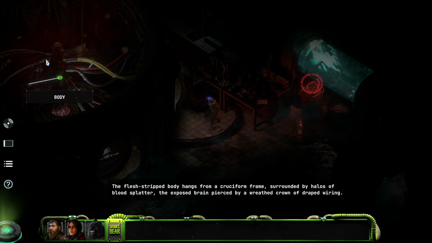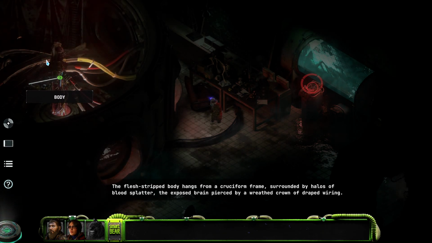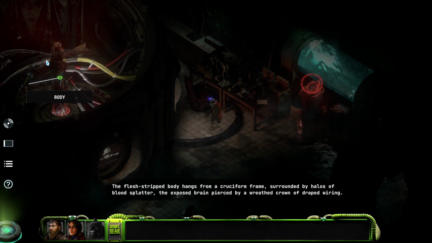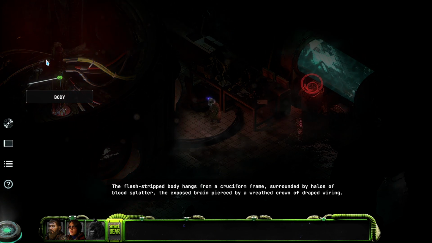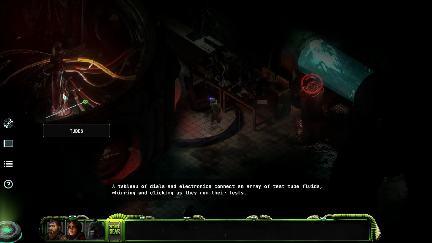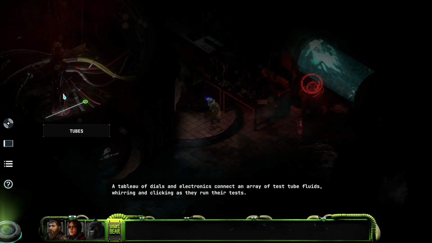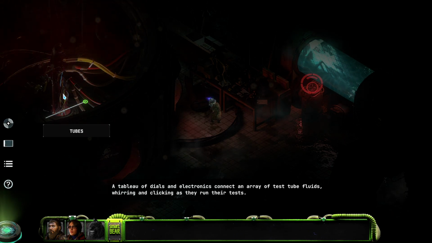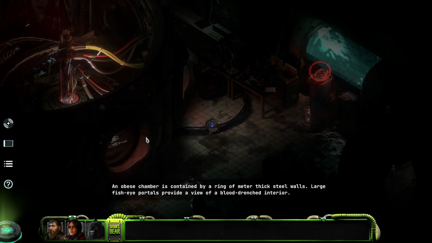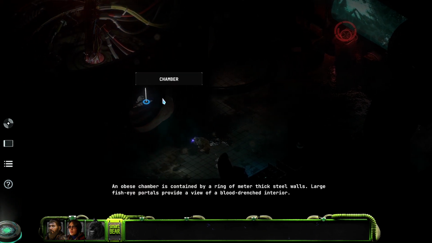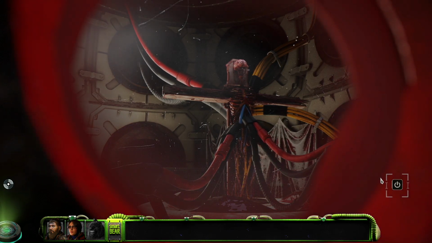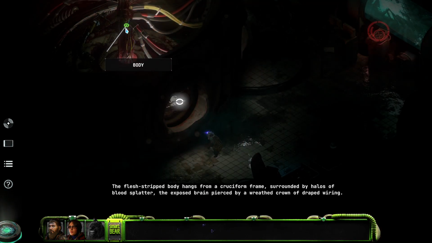The flesh-stripped body hangs from a cruciform frame, surrounded by halos of blood splatter, the exposed brain pierced by a wreathed crown of draped wiring. A tableau of dials and electronics connect an array of test tube fluids, whirring and clicking as they run their tests. Yeah, so like, this thing isn't interactable, is there? No, it's just for the spooky view. I don't know what that arm is doing to him.